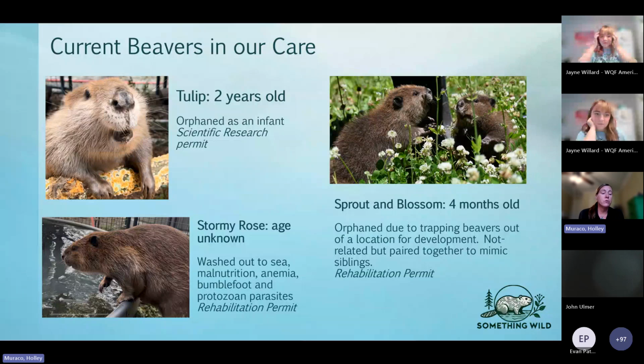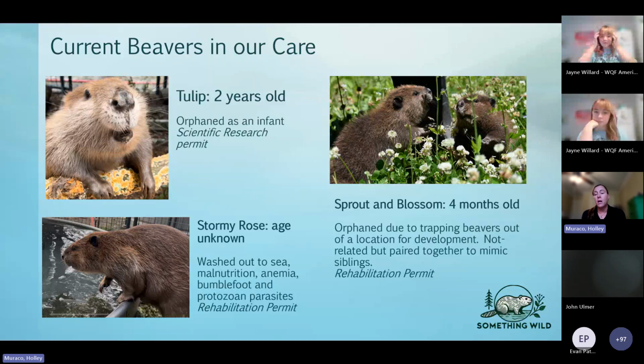We have Stormy Rose. We do not know her age. She was washed out into the Mississippi Sound and ended up on the grounds of the Beau Rivage Casino. And she was very malnourished, had anemia, she had bumblefoot, and a protozoan parasite that we are still actually working on identifying. It is a very unusual parasite that right now we believe is Balantidium, which is carried by wild hogs. So here's an interesting case that we're still working on. She's under our rehab permit.